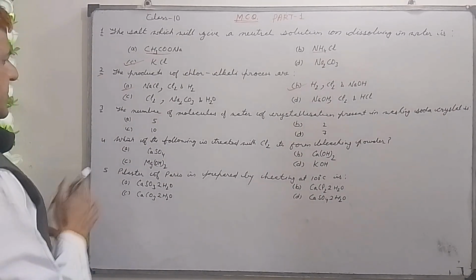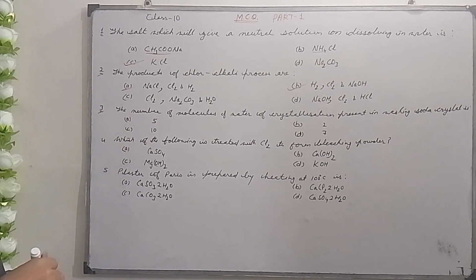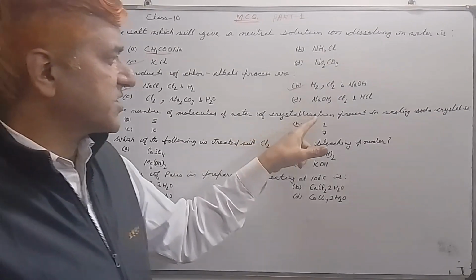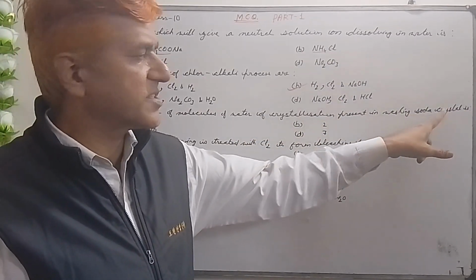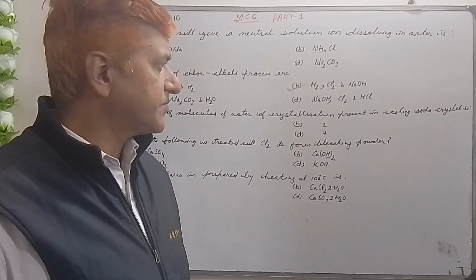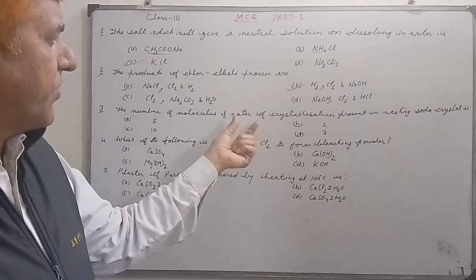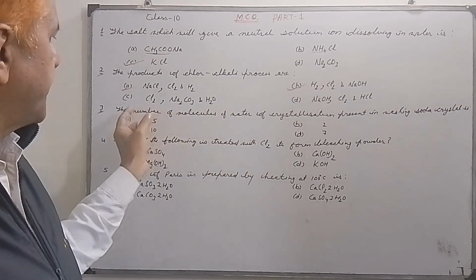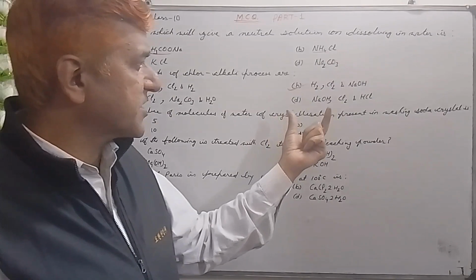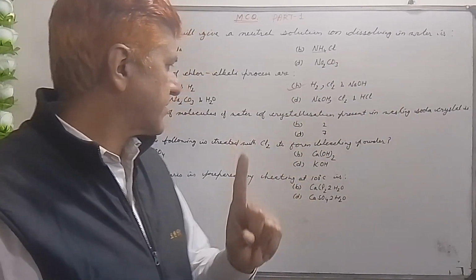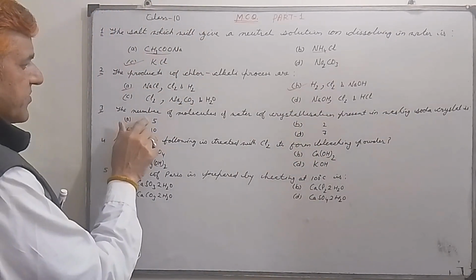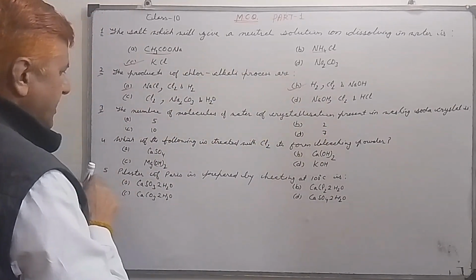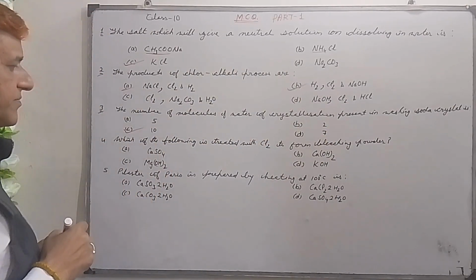Then we have question number 3. The number of molecules of water of crystallization present in washing soda crystal is. Always remember that the number of molecules of water of crystallization in washing soda is 10. Always remember this. So A is 5, wrong, B is 2, wrong, and C is 10, correct.